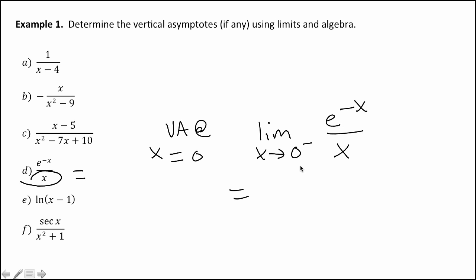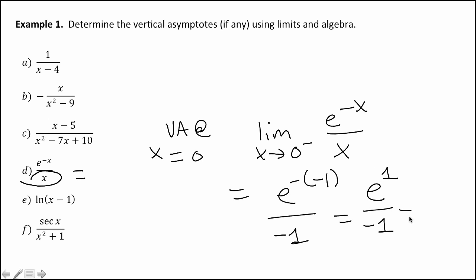If you plug in a number approaching 0 from the left side, such as negative 1 for instance, we're going to have e to the negative 1 over negative 1. e to the negative 1 is just e to the positive 1 over negative 1. e to the positive 1 is just e, and that's a positive number. Positive divided by negative is going to give me negative, so this is going to be negative infinity.